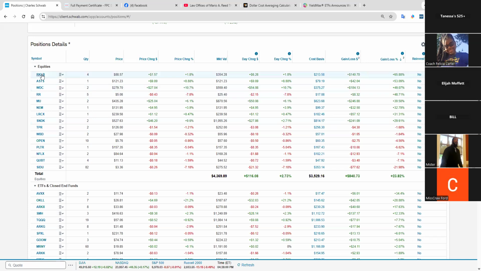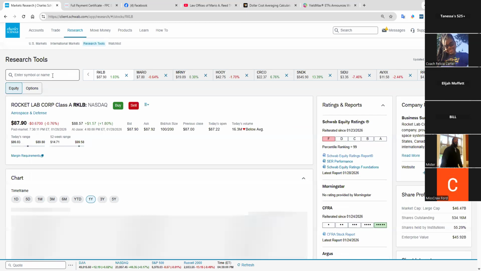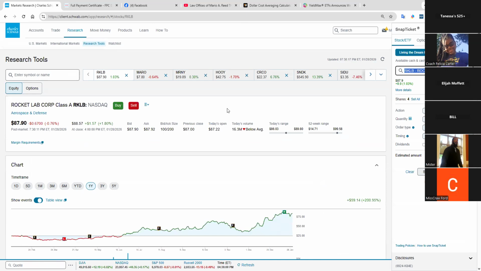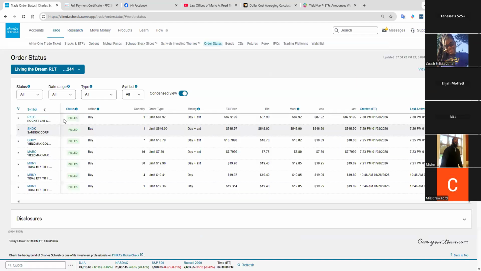Rocket Lab, that was another company that was doing well. So because of that, we're going to come in here and we're going to get another share of Rocket Lab. We're going to go to buy. And after hours it's trading for 87.90. So we're going to do buy, limit order, and we're going to do 87.92. We're going to do day plus extended hours. We're going to hit review, place the order, and check the order status. And that order was filled. The market is technically closed, but we're in after hours trading.